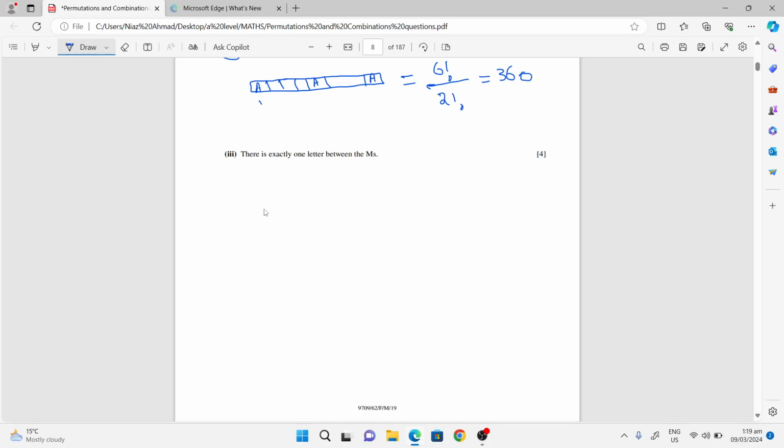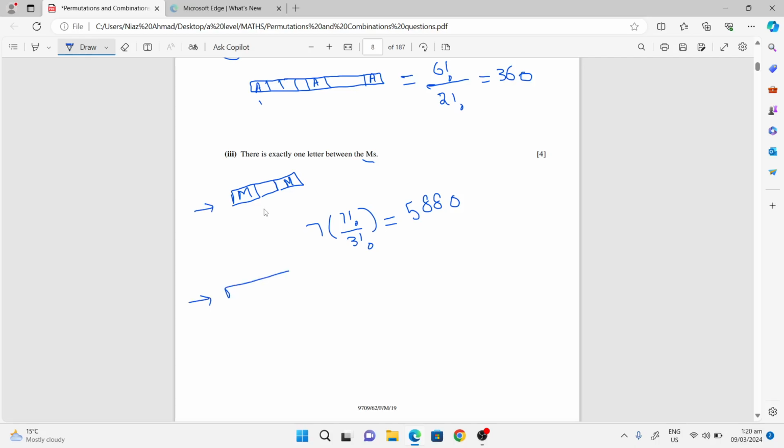Coming to the next part, there is exactly one letter between the M's. So if I place my M over here and then a space and then another M, I can repeat this process. So this would be positions 1 to 7, so it could be like 7 times 7 factorial over 3 factorial. Use your calculator, it would give you 5880. But you can show the working as well. So this is the first way.